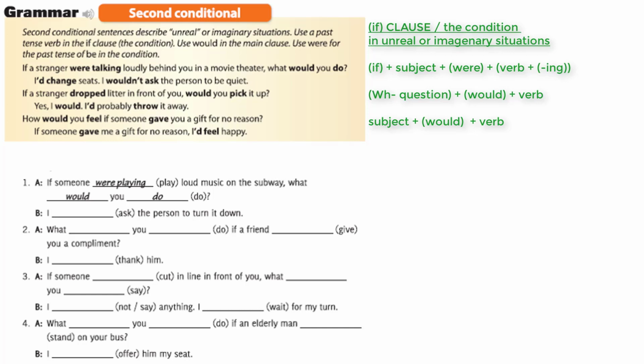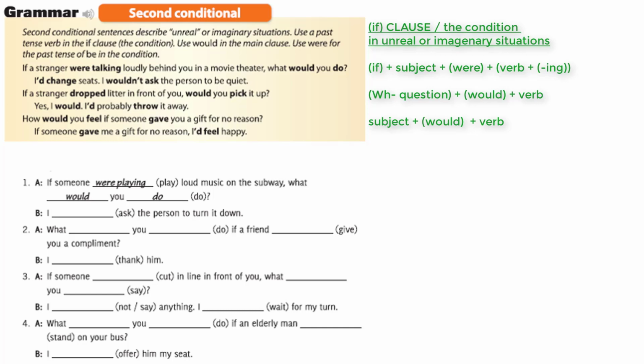Follow along. If the stranger were talking loudly behind you in a movie theater, what would you do? Remember, these are unreal, imaginary situations. Second sentence. I'd change seats. I would ask the person to be quiet. If a stranger dropped litter in front of you, would you pick it up? Yes, I would. I'd probably throw it away. How would you feel if someone gave you a gift for no reason? If someone gave me a gift for no reason, I'd feel happy. So all of these situations are unreal, and they're just examples of how we use the words would and were.